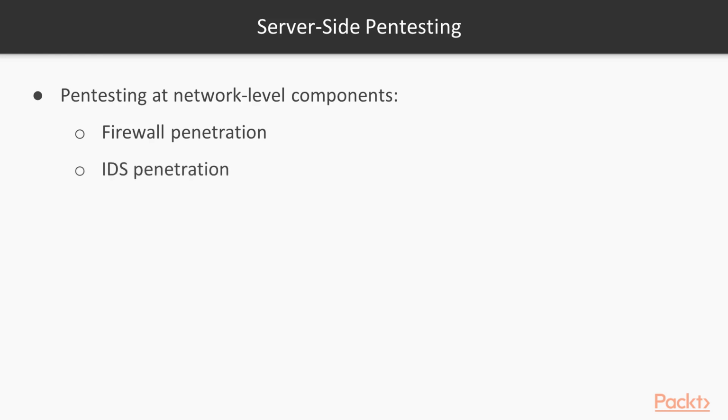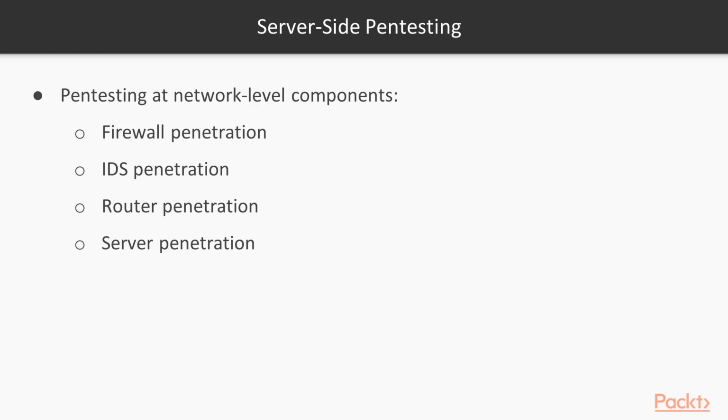IDS, intrusion detection system, is always available at the server side, so penetrating it is server-side pen testing. Router pen testing: a router is also available on the network side, so if you try to penetrate a router, it will be called server-side pen testing. Or directly a server: if you try to pen test your server to find loopholes or weaknesses inside it, that is also considered server-side pen testing. So these are the components in server-side pen testing. There are other components also available, but these are the most common ones.